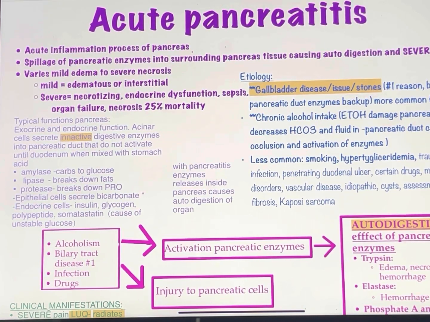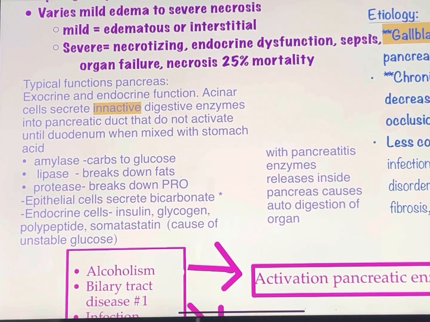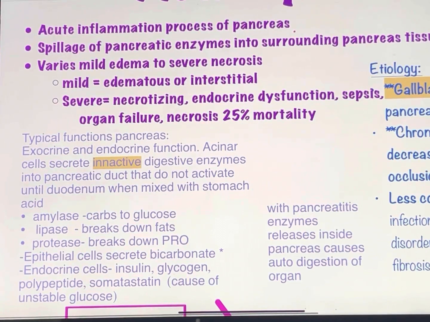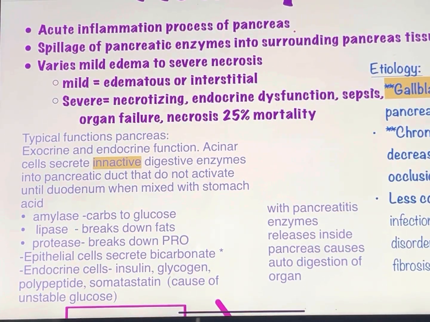In order to understand the full effects of pancreatitis, we need to understand the typical functions of the pancreas. Typically, the pancreas has two functions, exocrine and endocrine functions. Acinar cells secrete inactive digestive enzymes into the pancreatic duct, and they do not typically activate until they reach the duodenum when mixed with stomach acid. These enzymes include amylase, lipase, and protease, which are responsible for breaking down carbs, proteins, and fats. Epithelial cells secrete bicarbonate, as well as endocrine cells, which are responsible for insulin and glucagon production.